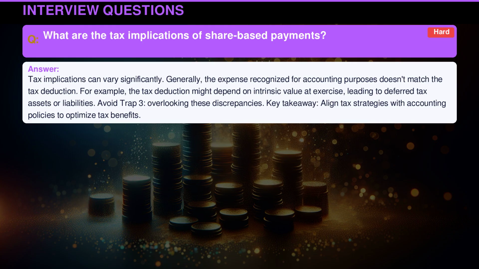Tax implications can vary significantly. Generally, the expense recognized for accounting purposes doesn't match the tax deduction. For example, the tax deduction might depend on intrinsic value at exercise, leading to deferred tax assets or liabilities. Avoid trap 3, overlooking these discrepancies. Key takeaway: align tax strategies with accounting policies to optimize tax benefits.